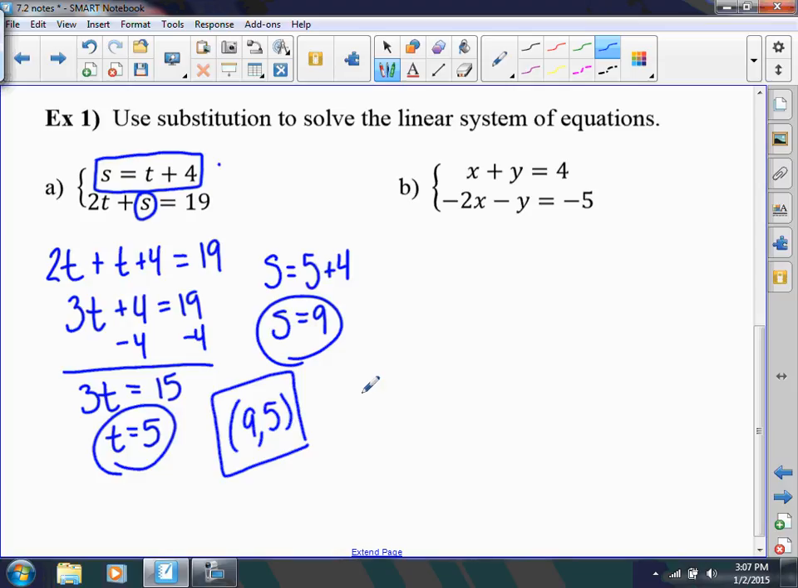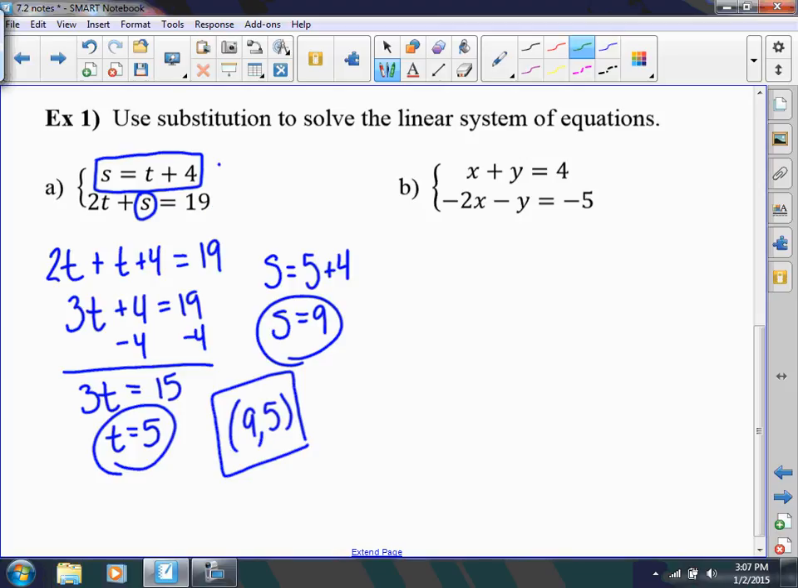Now I want to check this and see if it is a true statement for both equations, just like we saw yesterday. So I have T is 5, 5 plus 4 equals 9, S is 9, okay. Then I'm going to check it in here. 2 times 5 is 10, plus 9 is 19. There we go. It works in both equations.